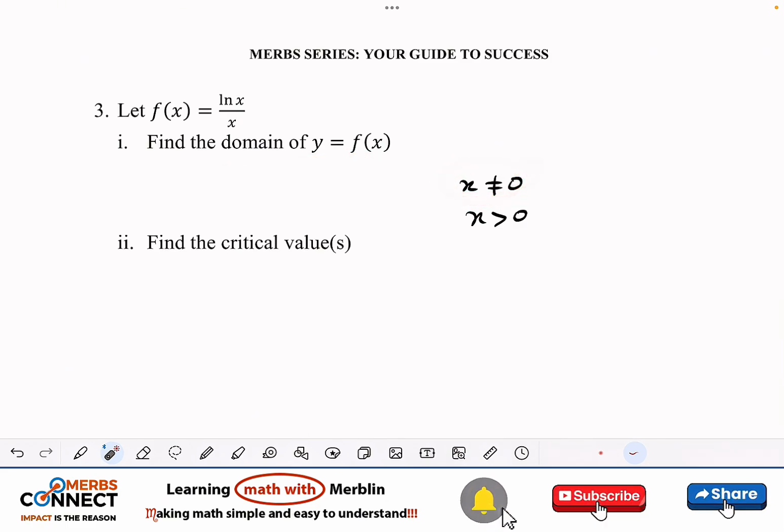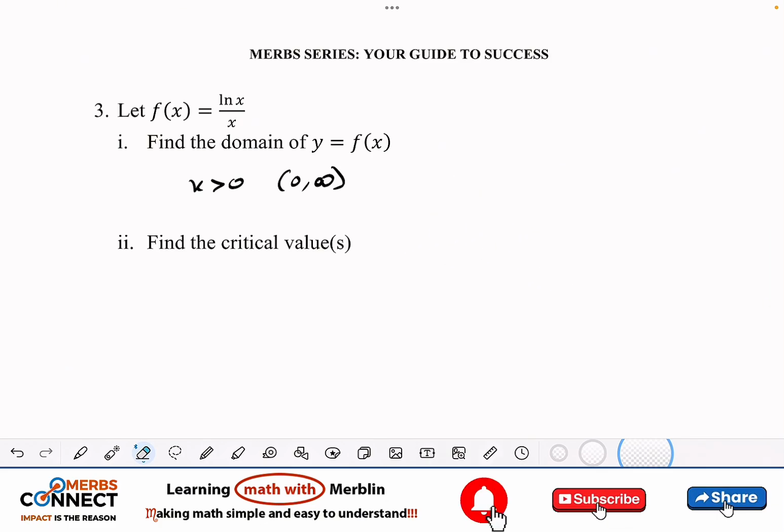But when you put in, let's say, a negative value on here, this one too will be undefined. So it means that the domain should be x greater than 0. So x should be greater than 0, or in other words, we are going to say 0 to positive infinity. That will be the domain. That's going to define the function.